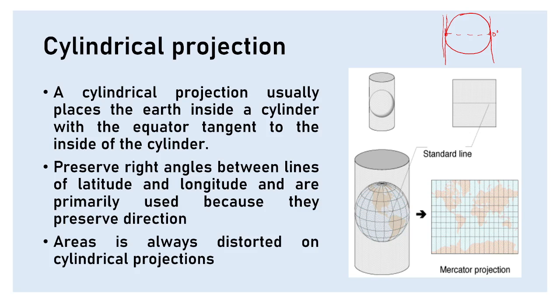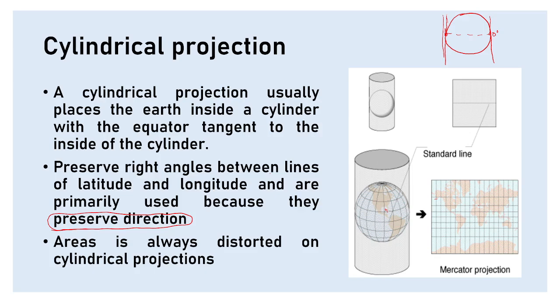It preserves the right angles between the lines of latitude and longitude, and is primarily used because it preserves direction. This is why I was saying each projection has its own purpose. The purpose of the cylindrical projection is to preserve the right angles present between the lines of latitude and longitude. Whatever right angle is present at a point is preserved, and it also preserves the direction. This is important: whenever your purpose is to understand the direction better, we will use the cylindrical projection.